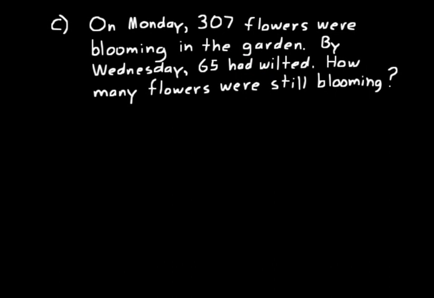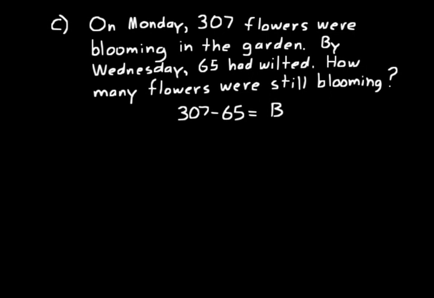So let's try to think of an equation that we can write here. And we would say 307, that's how many we started with. 65 had wilted by Wednesday, so those went away. How many were still left? And we'll just say equals B for blooming. And those letters that you use, sometimes you want to use descriptive letters or descriptive variables. Those letters are also called variables. Instead of just an A or B or C, use it to describe what you're doing. B stands for blooming in this case.